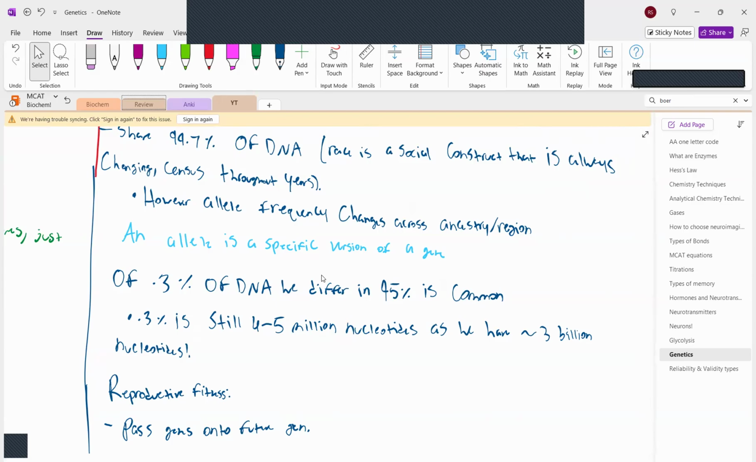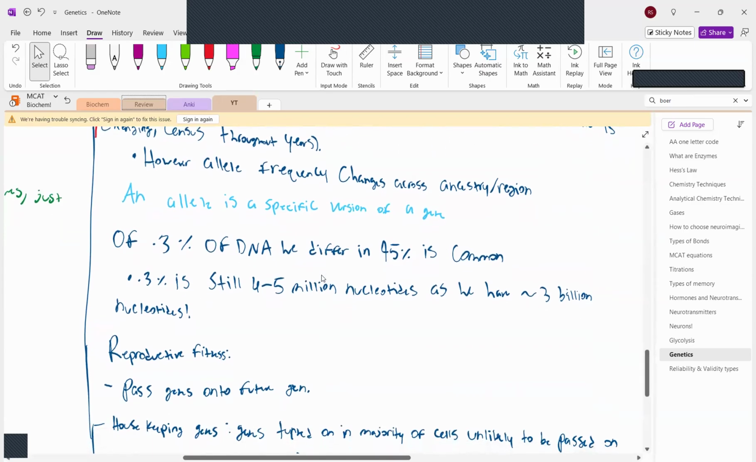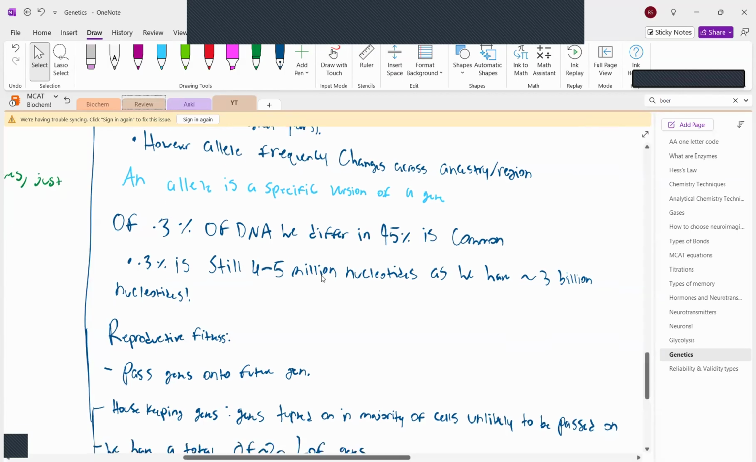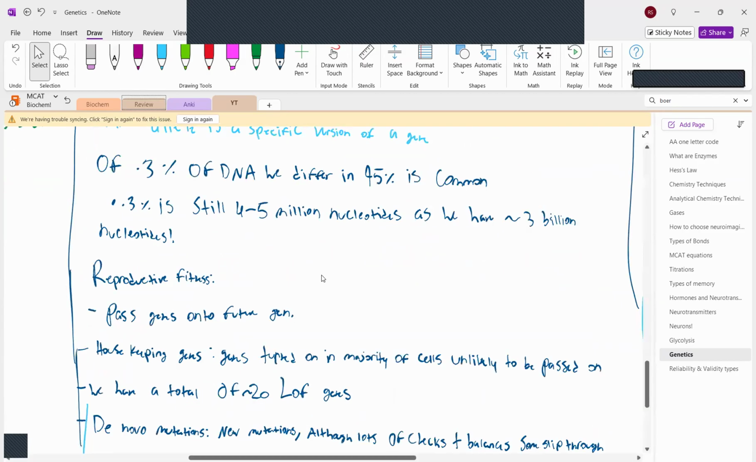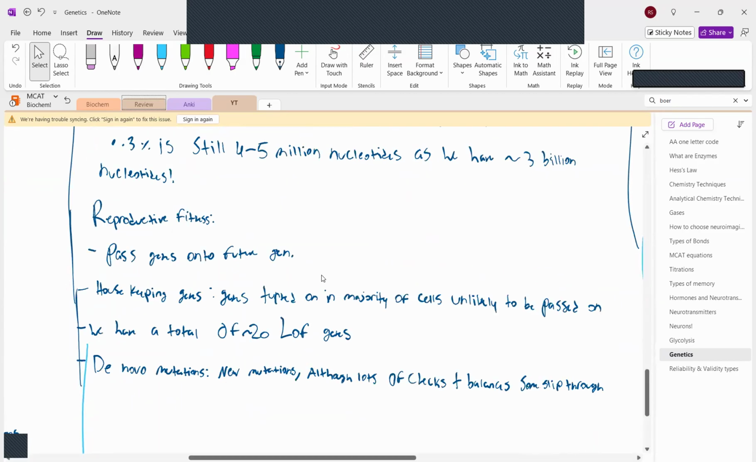So of the 0.3% of DNA that we differ in, 95% of that is common mutations. These are mutations that are spread throughout the world; it's not region specific. For example, why we have blue eyes versus brown eyes would be a common mutation. But the 0.3% is still 4 to 5 million nucleotides that we differ between everyone else, since we have around 3 billion nucleotides, which is crazy.